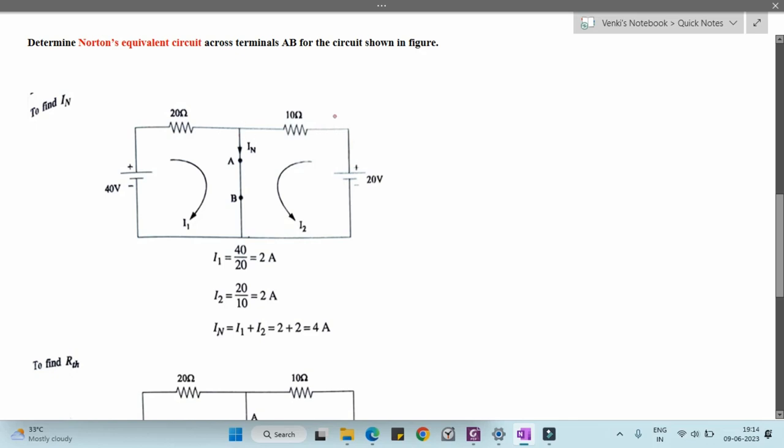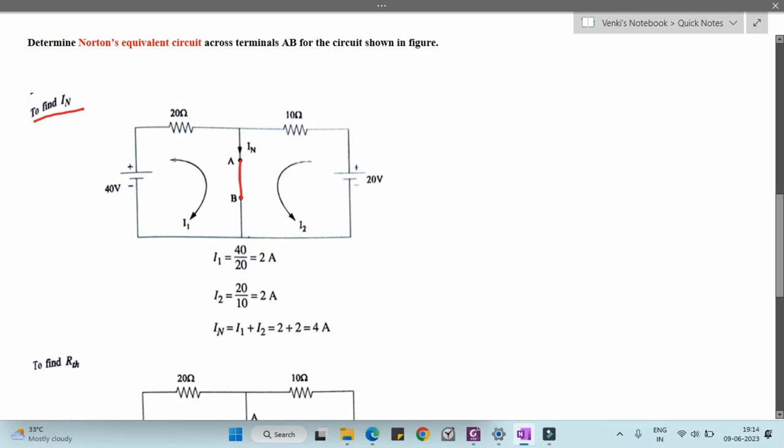Okay. So the main difference between Norton's theorem and Thevenin's theorem is when we are going to calculate the Norton's current. Okay. So we have to consider a short circuit path between AB. While we are solving the problems on Thevenin's, we will use open circuit at these AB terminals, but in this case we are going to short circuit the AB terminals. That is the only difference.